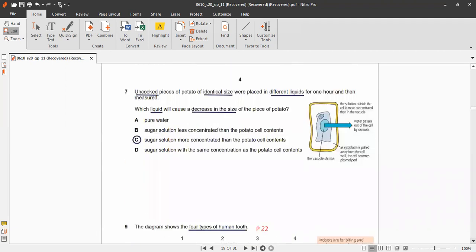Uncooked pieces of potato of identical size were placed in different liquids for 1 hour and then measured. Which liquid will cause a decrease in size? Yes, the piece of potato will shrink when we put it in a sugar solution more concentrated than the potato cell contents. So what happens here? Water passes out of the cell by osmosis, so the vacuole shrinks and decreases in size.